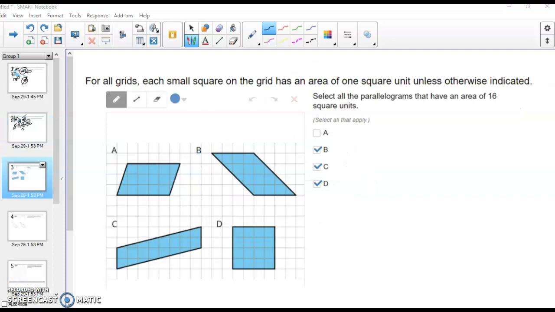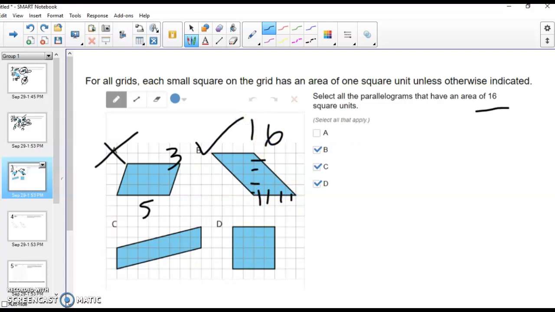Question 3 says to select all the parallelograms that have an area of 16 square units. Remember, to find the area of a parallelogram, we multiply the base times height. So here we have a base of 5 and a height of 3. Therefore, 5 times 3 is 15. That would not work. On B, we have a base of 4 and a height of 4. 1, 2, 3, 4, and 1, 2, 3, 4. 4 times 4 is 16. Therefore, B works.